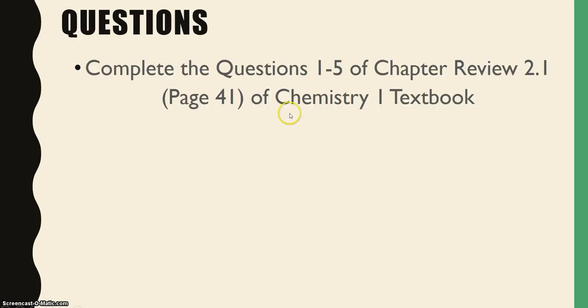That's it for this lesson. The key ideas are that the periodic table is made of groups and periods. These are the questions to complete: Questions 1 to 5, chapter review 2.1 on page 41. Thanks.